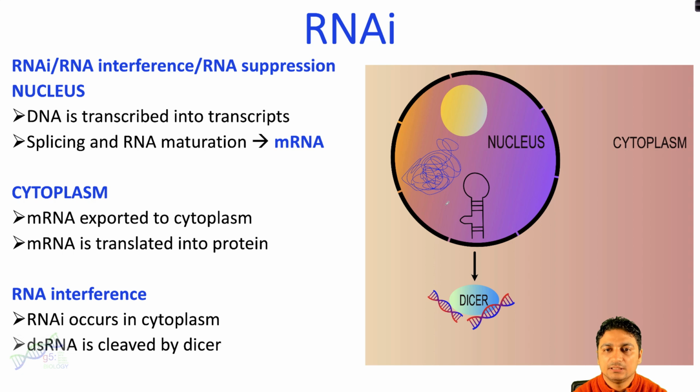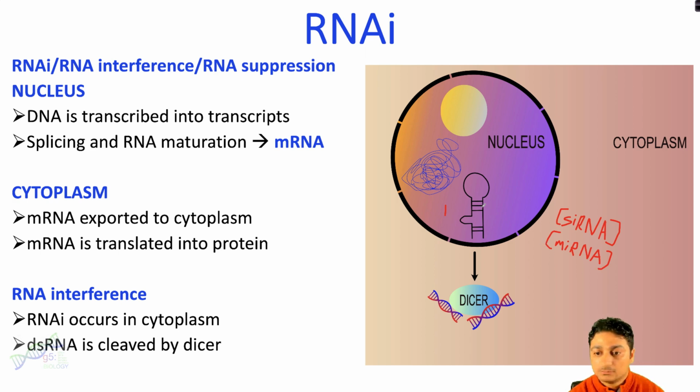The first step in RNA interference is the formation of double-stranded RNA. So there are two different types of RNA that can do silencing. One is siRNA and the other one is miRNA. So we will talk about the details of these two RNAs and what are the differences and similarities between these two RNAs in the next video. However, we'll just talk about the common RNAi suppression method in this video.